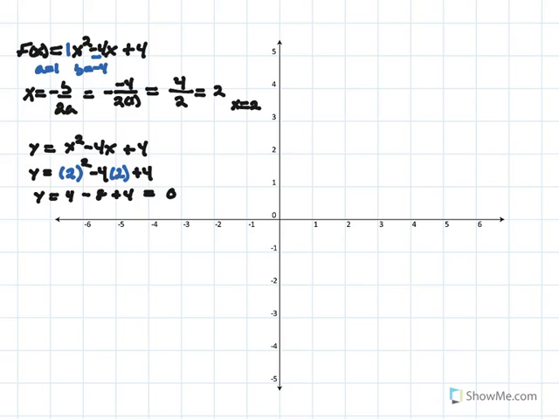So what does that mean? That means that my vertex is going to be 2, 0. Therefore, my vertex is 2, 0, because my x was 2 and my y is 0 from here. So remember, this one's y equals 0.